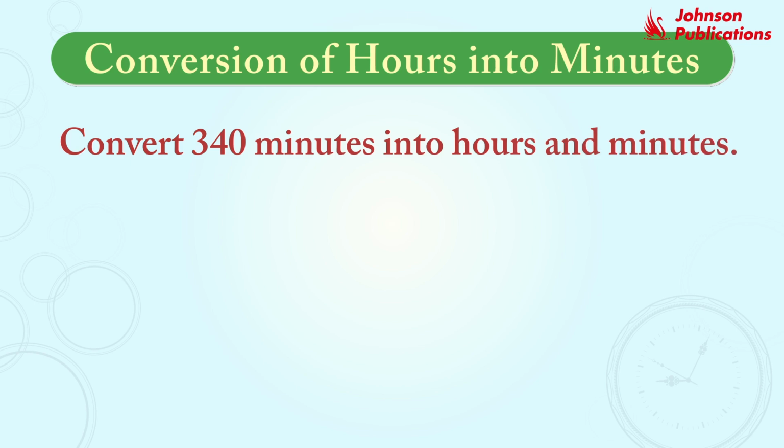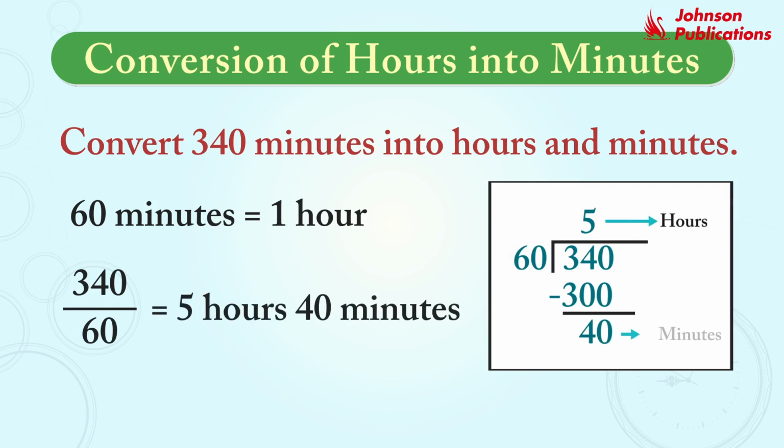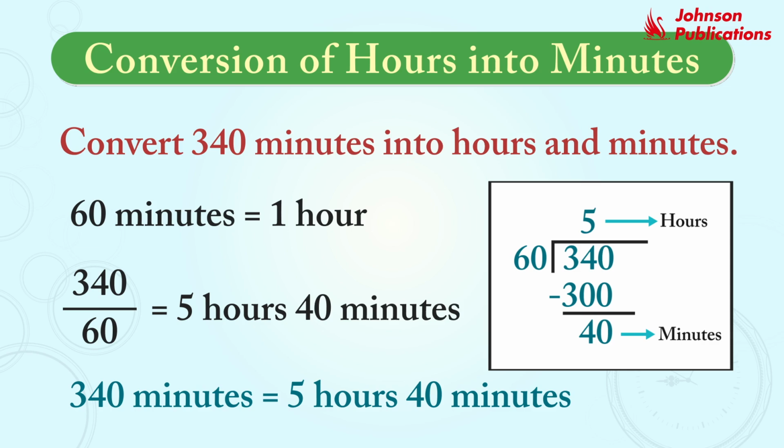For example, convert 340 minutes into hours and minutes. We know that 60 minutes is equal to 1 hour. Divide 340 minutes by 60. We get 5 hours 40 minutes. Therefore, 340 minutes is equal to 5 hours 40 minutes.